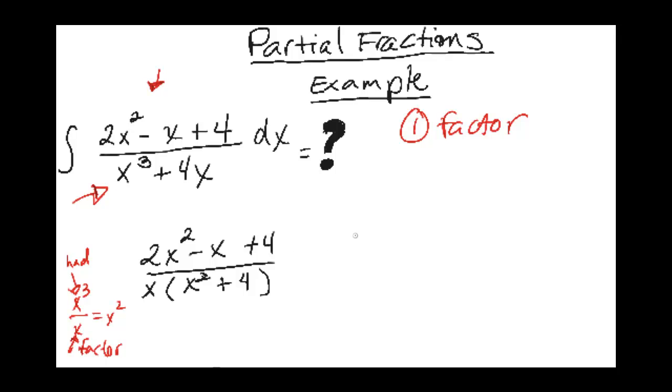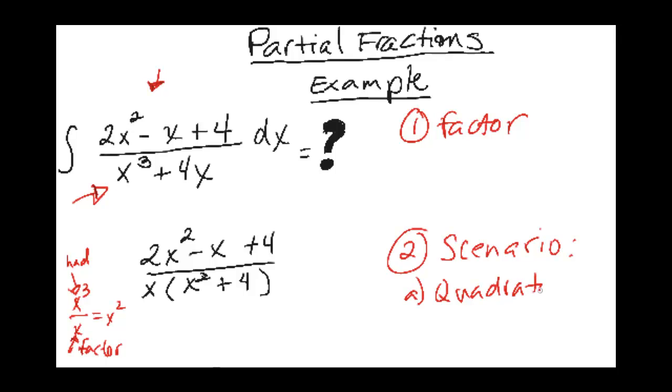Alright, so now step two would be to recognize the scenario. Which scenario is it? Well, this one actually is a combination of a quadratic, right, the x squared plus 4. Usually with the quadratics, whatever you do, we put an ax plus b or something along those lines on the numerator. And then just the next term, just a linear expression. So how would you separate that?